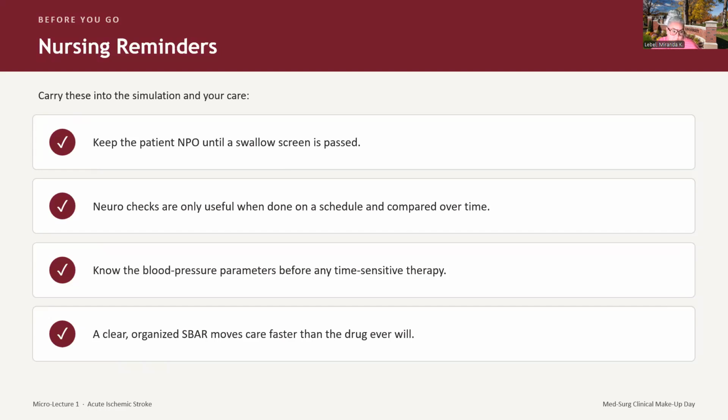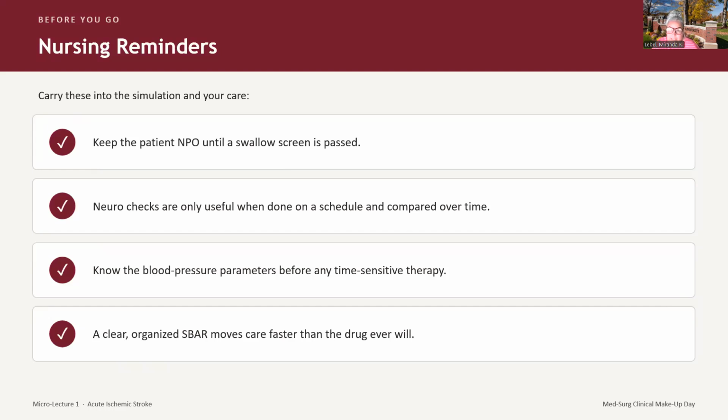Neuro checks are only useful when done on a schedule compared over time. So when you think about giving TNK, right, your first 2 hours of your post administration is going to be every 15-minute vitals and every 15-minute neuro assessments, full neuro assessments every 15 minutes. And then after the first 2 hours, for the next 6 hours, you are going to assess every 30 minutes for 6 hours. The same thing, neuros and vitals. And then after that, you're going to move to hourly up until you reach 24 hours.